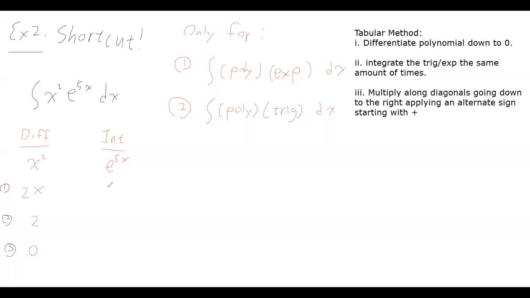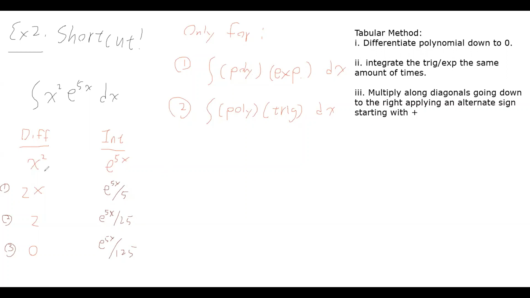All right, so here we go. Integrate it once, e to the 5x over 5. That's 1. Again, e to the 5x over 25. Again, e to the 5x over 125. Now that we have everything we need, we just need to follow step 3, multiply along diagonals going down to the right, applying an alternate sign starting with the positive sign.